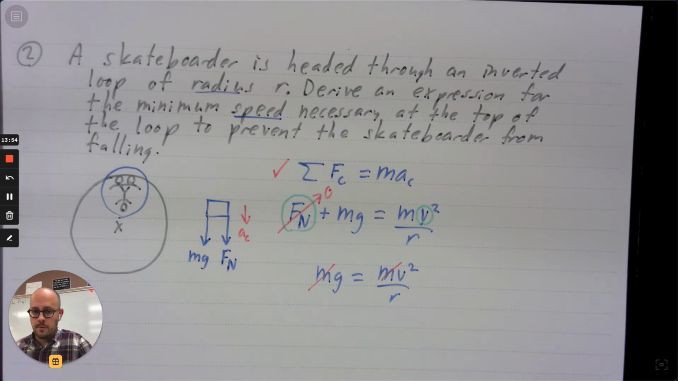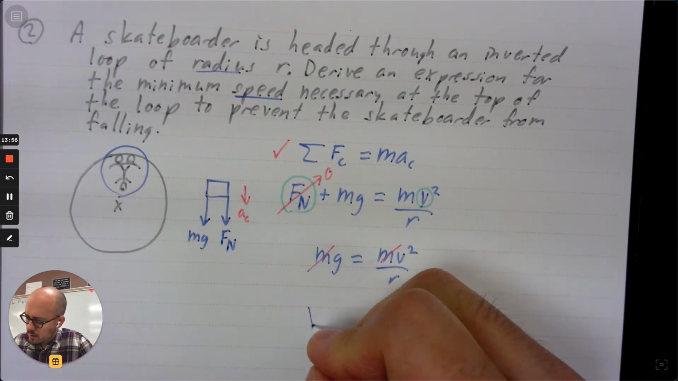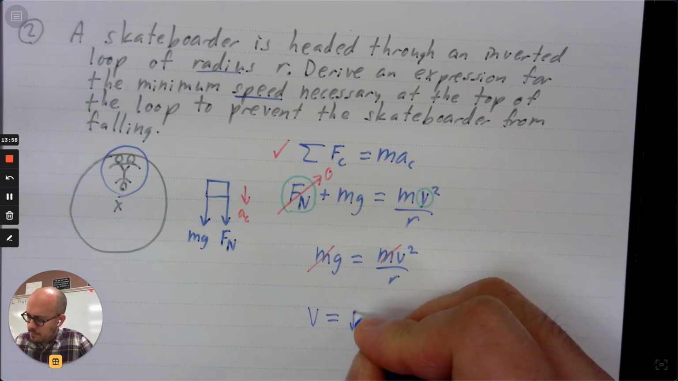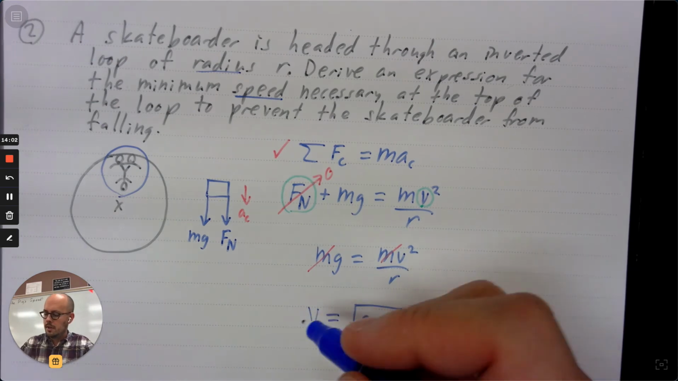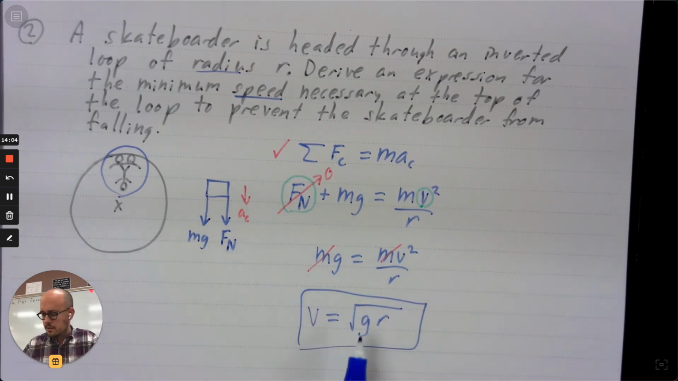If we are looking for the minimum speed necessary, if I solve this for v, I get the square root of g times r. So whatever the radius is, the square root of g times r represents the minimum speed the skateboarder could have to not fall from this loop.